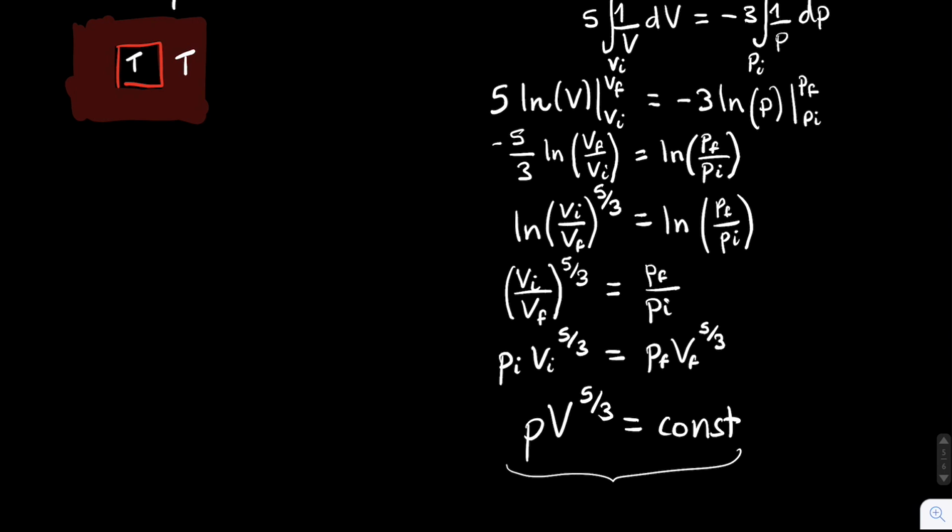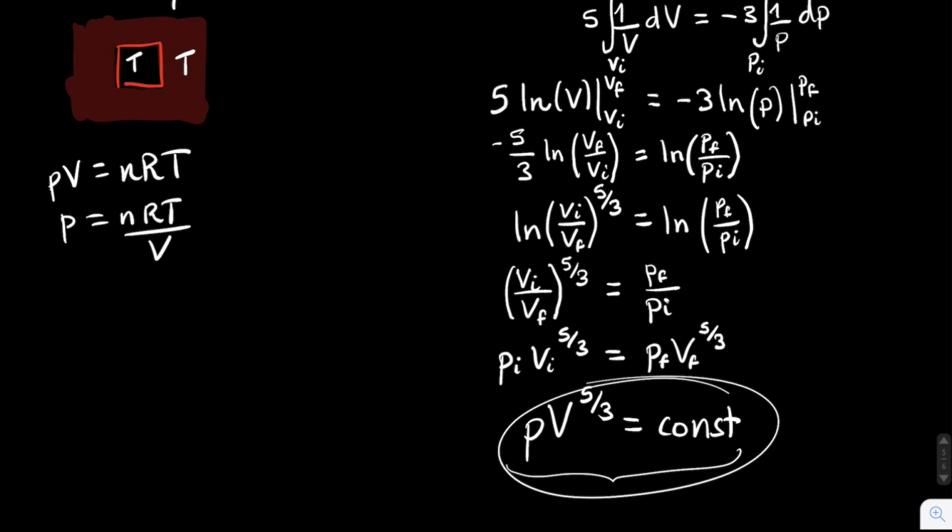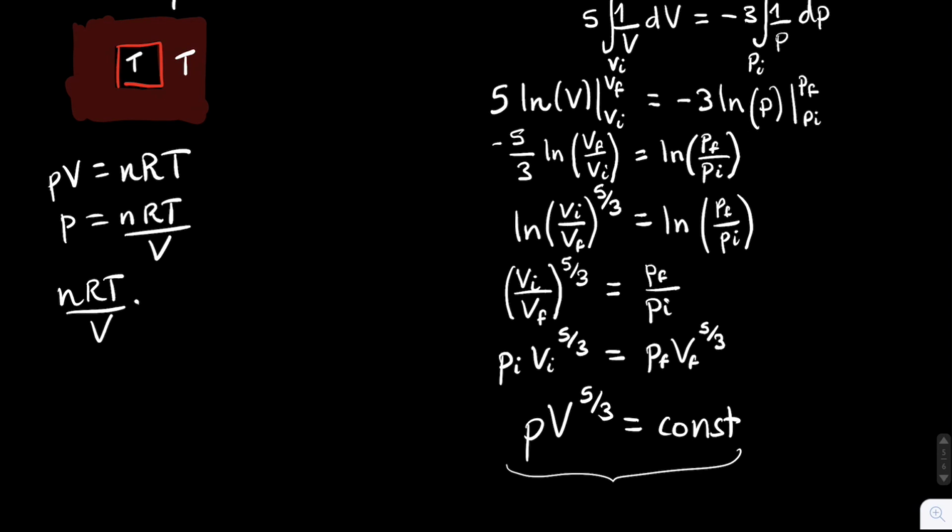Now similarly, you can derive quite a similar relation. Instead of pressure and volume, you can use temperature and volume. Just remember, what is the ideal gas law? PV equals nRT. And so let's just substitute what P is. So P equals nRT over V. And let's substitute that into this expression here. We're going to get nRT over V multiplied by V to the 5/3 is that constant.